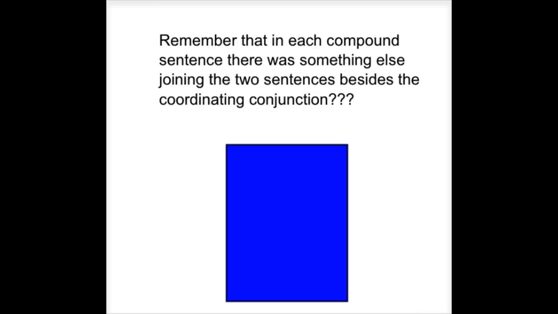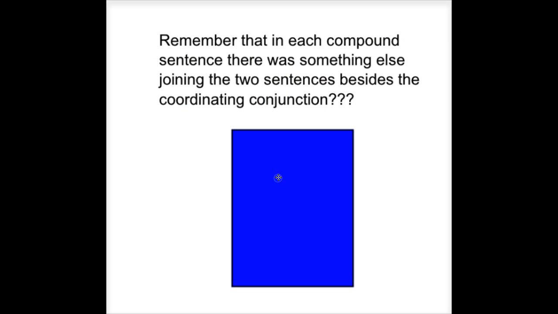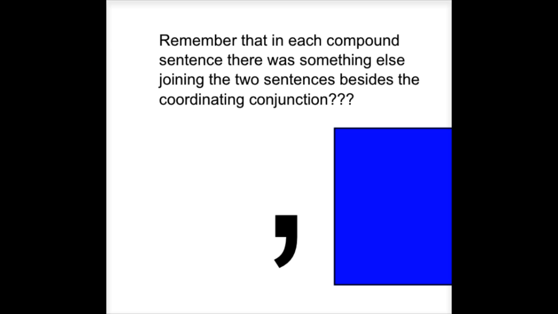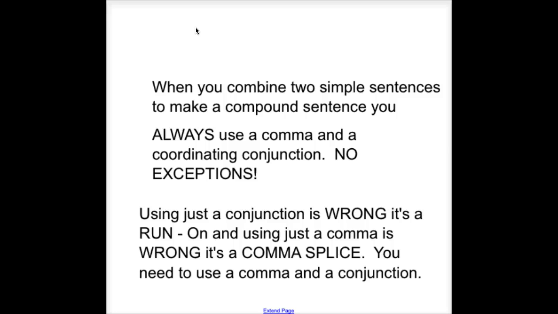Remember that if you're going to correct a run-on sentence and turn it into a compound sentence, there was something else joining the two sentences besides the coordinating conjunction. We had this a couple weeks ago. What must you have with your coordinating conjunction? Yes, the world's largest comma again. Remember, you have to have a comma and a coordinating conjunction to make it a correct compound sentence. And remember that when you combine two simple sentences to make a compound, you have to have a comma, all right?